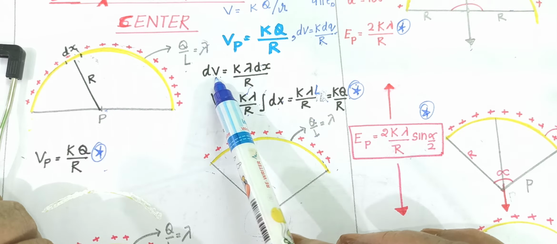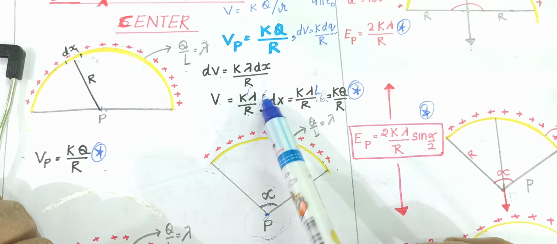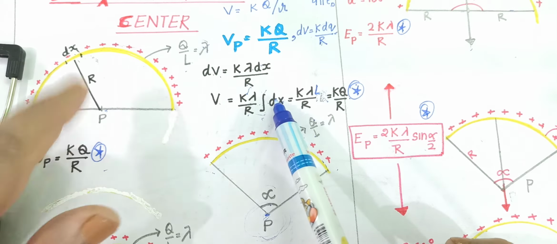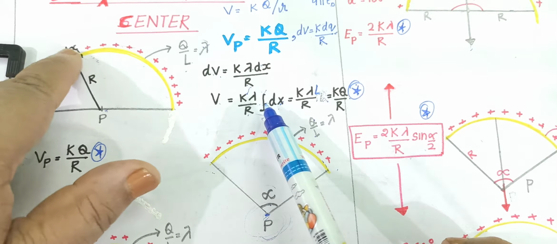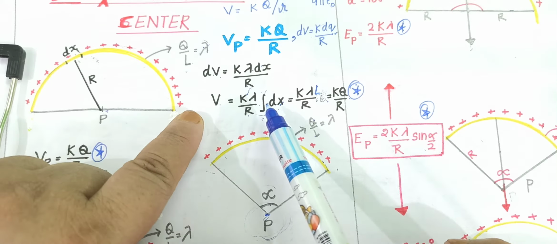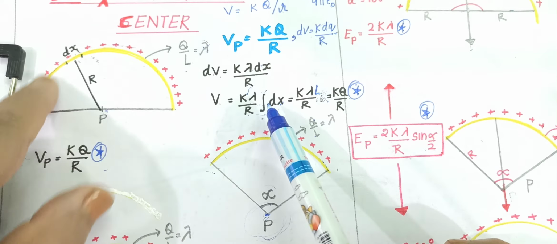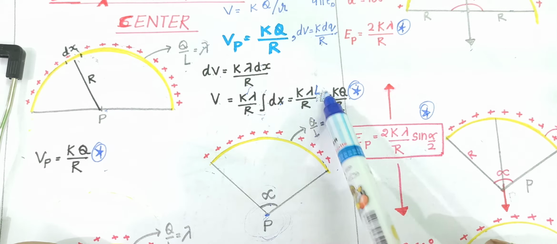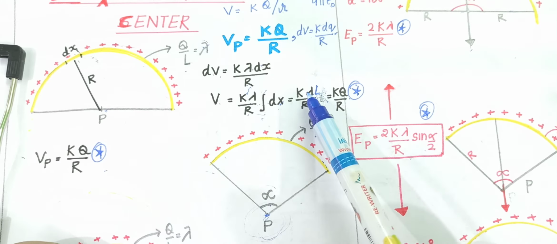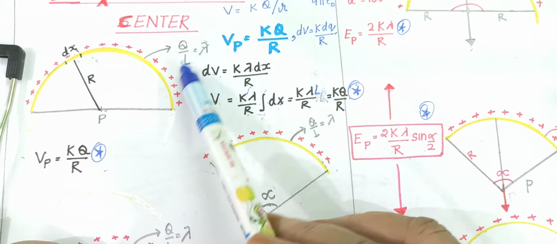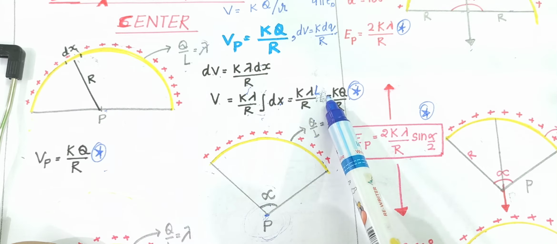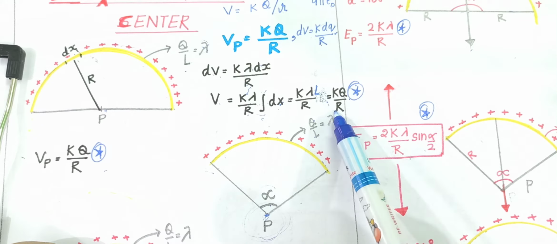So if you integrate dV, the k lambda upon r will come out of the integration, and you are left with integration dx. Integration dx means sum of all the elements' length, that is this length L. So if you write integral dx as the whole length of this semicircular ring, then length L into linear charge density lambda. Lambda L will be charge q of the ring, right? So we have kq by r.